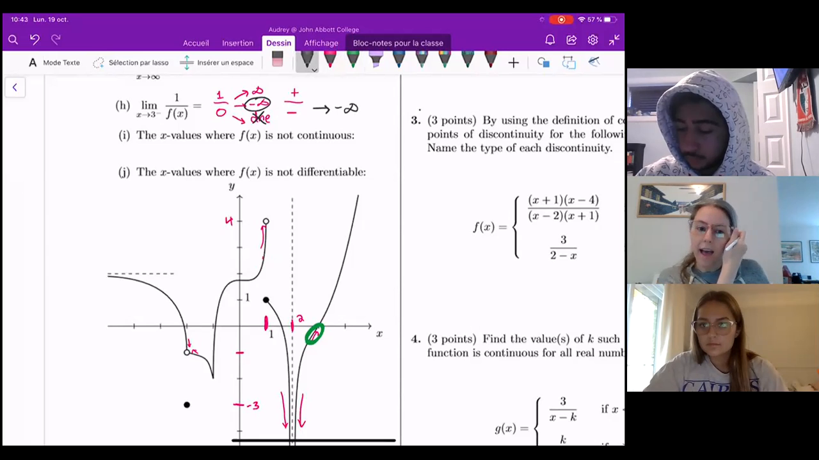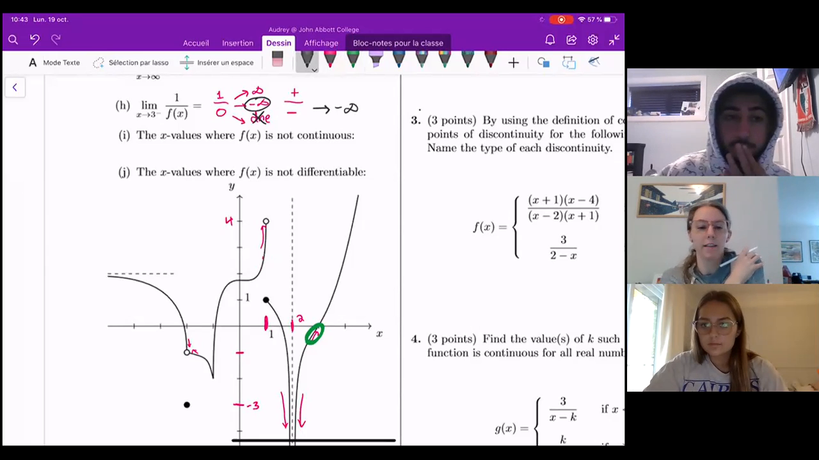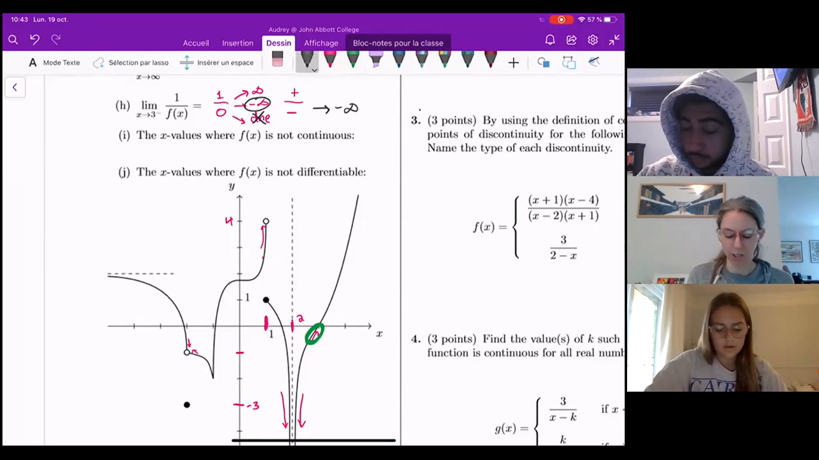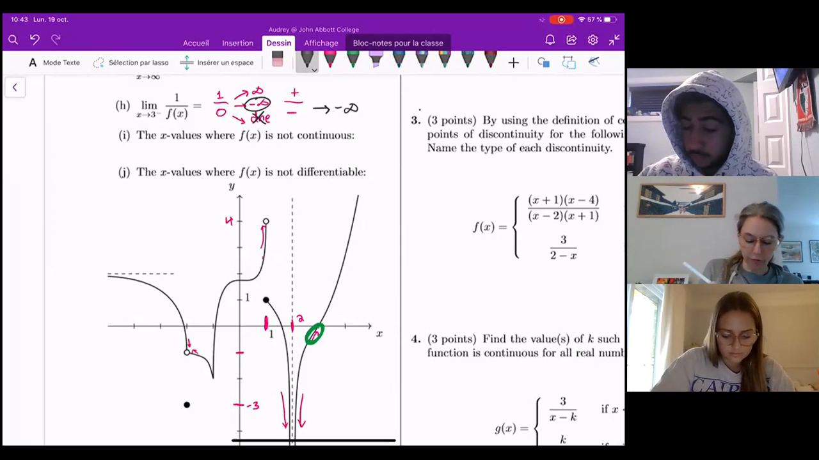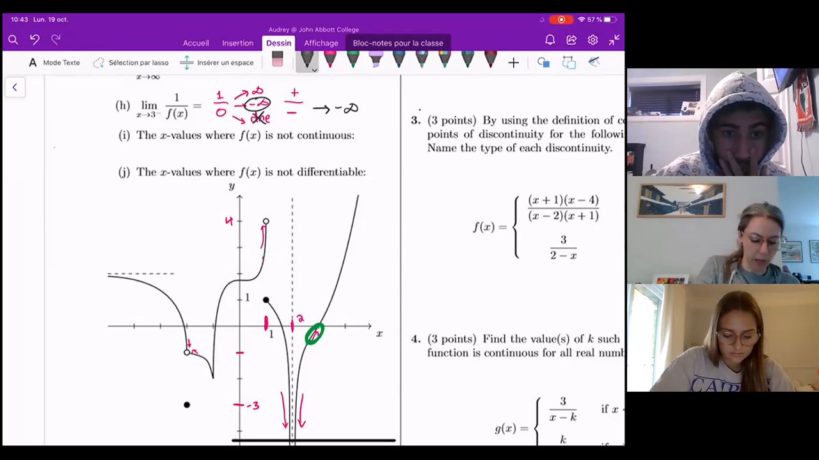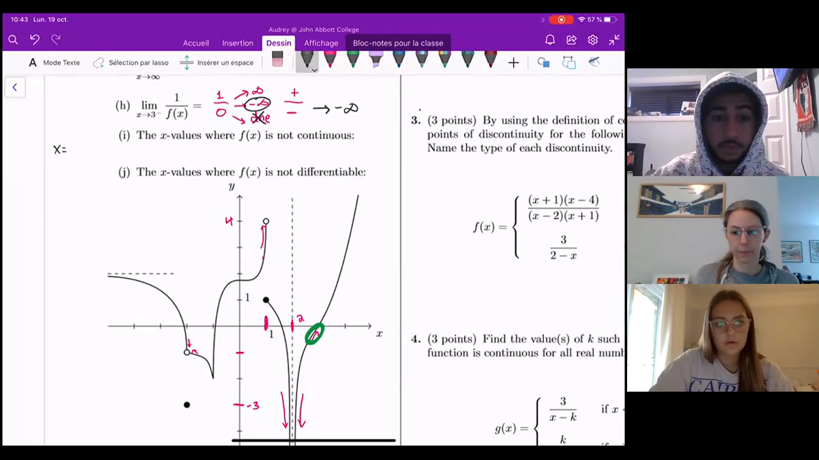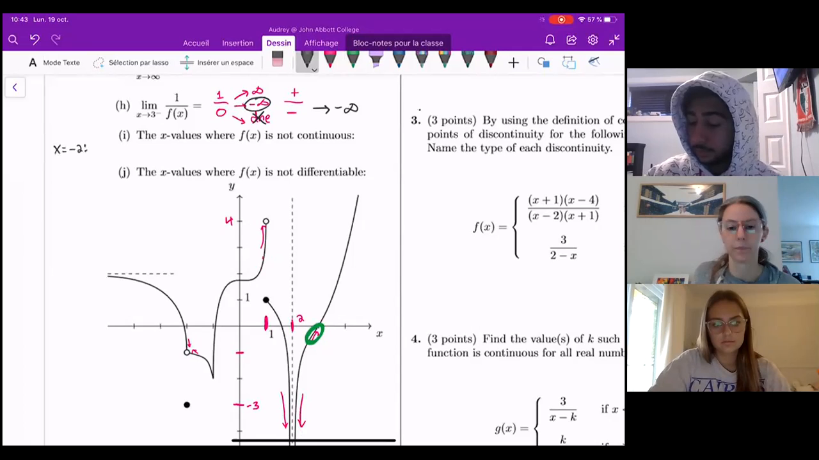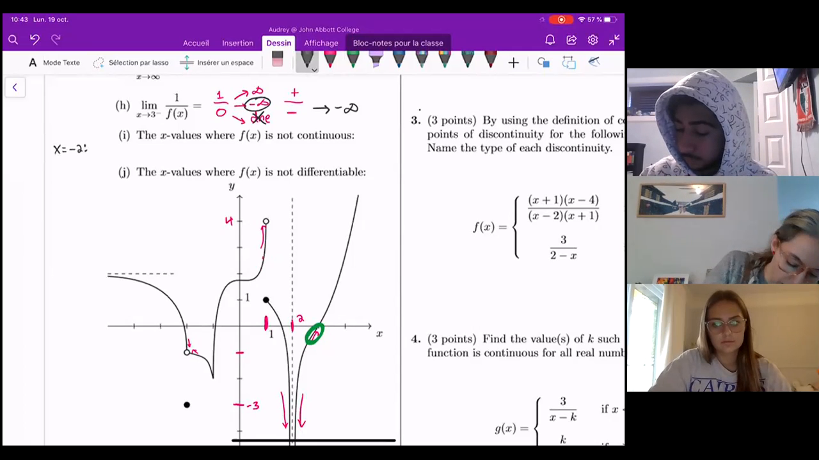Okay. So the x values where f of x is not continuous. We're also going to state why, the type of discontinuity, because it's surprising to me that this exam is not asking that. So what is our first discontinuity? The first place that we have to pick up our pen. x equals -2. Yes, and what kind is that? Removable. Perfect. So x equals -2 is removable.